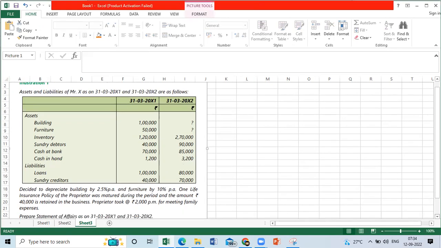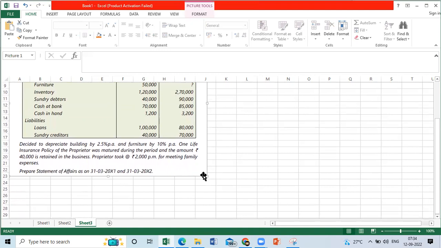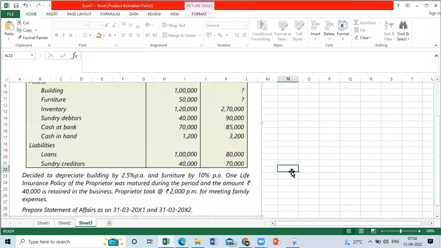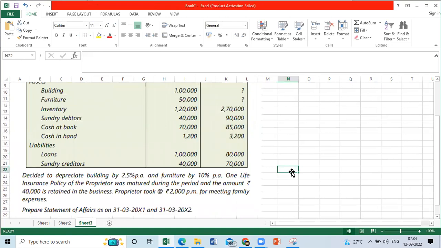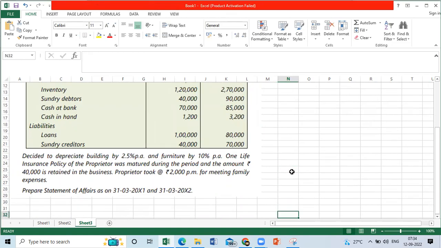Let's read the question first. Anyone who is not able to read the question, if they feel the font is small, please come ahead. I'll be more happy for you.